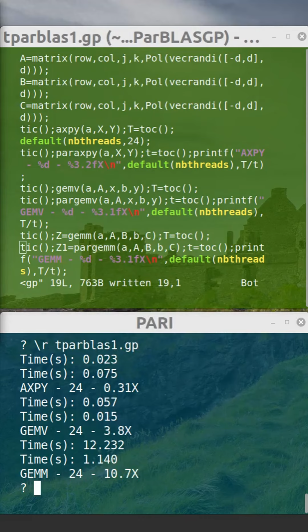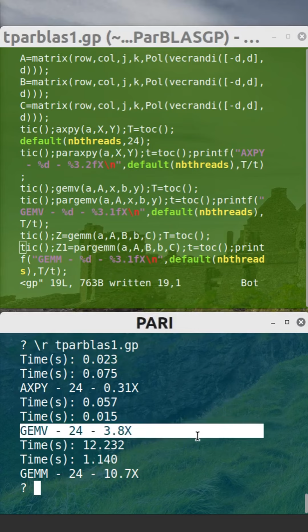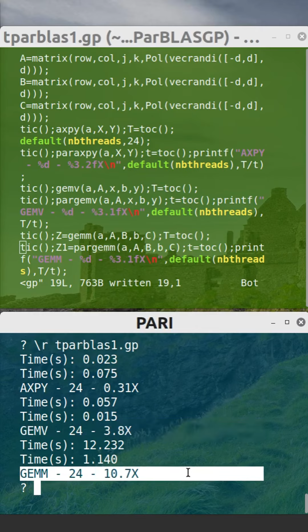We move from real vector entries, which exercises the floating point unit, to 9th degree integer polynomial entries, which should exercise both p-cores and e-cores, and so should benefit more from the higher thread count. Here we see the results. In this case, GEMV is 3.8 times faster with 24 threads, and GEMM is 10.7 times faster with 24 threads.